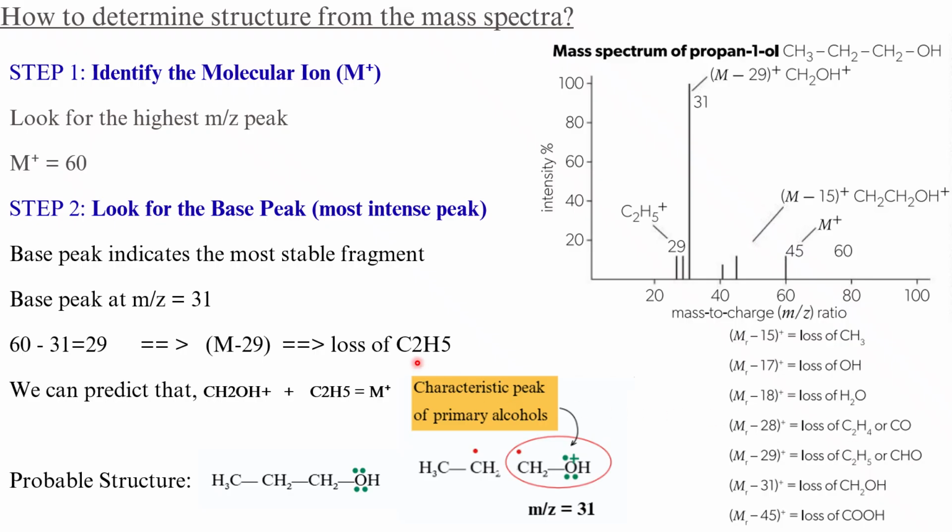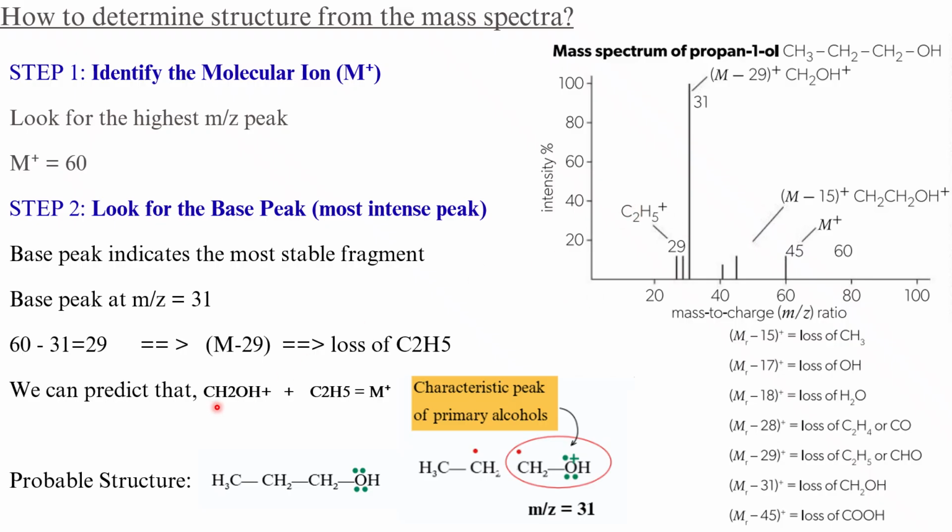Why not CHO? The reason is that this particular spectrum does not show any intense peak at 43. Why? Because 43 is the intense peak for ketones. Whenever a carbonyl group is present, only then will you be able to see CHO radical loss. Else it is not possible to see the CHO radical loss because it is very unstable. Hence, we can conclude that loss of C2H5 is observed in this particular spectrum.